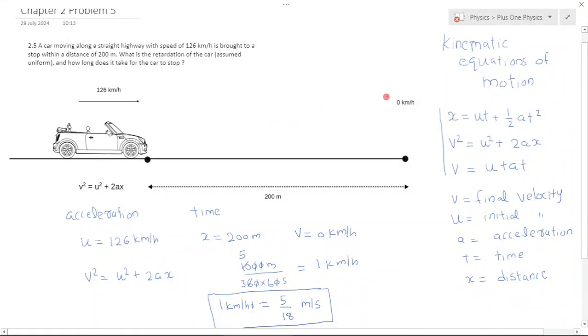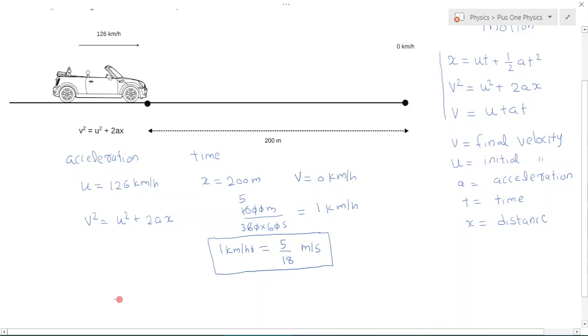In this chapter, actually, we study the kinematic equations of motion, so it is a very good place to apply those equations. Okay, so we are finding the acceleration. So v square means 0 square, and u square, we have to find u. Okay, u is 5 by 18 into 126 kilometer per hour. So 18 and 126 will cancel because 7 times 18 is 126. So we will get 5 into 7, 35 meter per second.